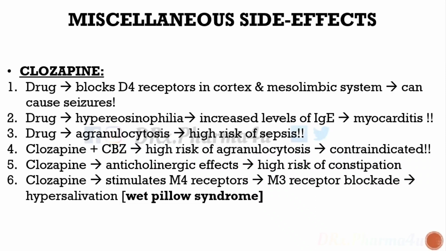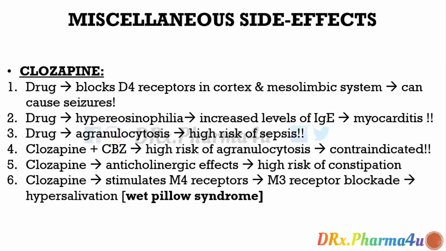Clozapine stimulates M4 receptors. Muscarinic receptors, I hope you know, there are 5 types of muscarinic receptors, M1, M2, M3, M4, and M5. Clozapine stimulates M4 receptors, which leads to the blockade of M3 receptor. As a result, you will have increased saliva production. This condition is known as wet pillow syndrome. Once again, clozapine activates M4 receptors, which ultimately blocks M3 receptor, leading to increased saliva production. So this is also known as wet pillow syndrome.